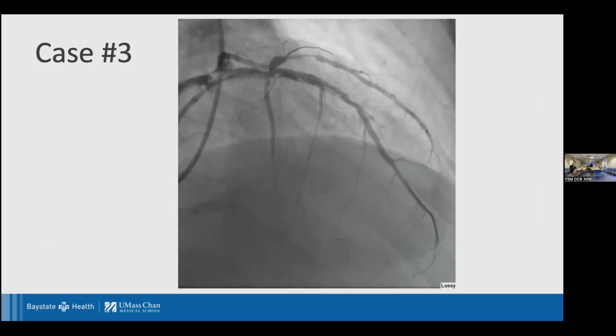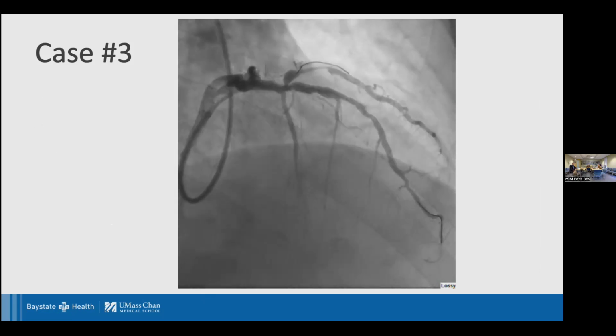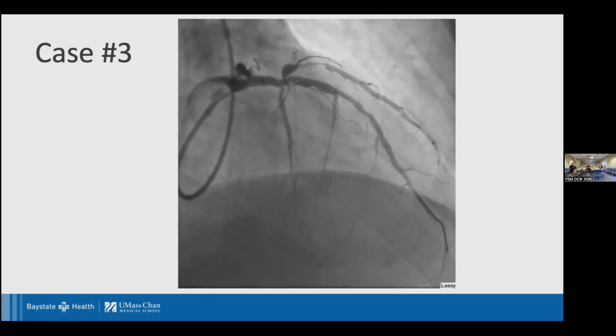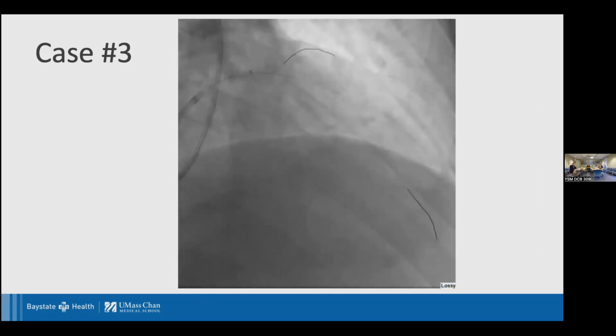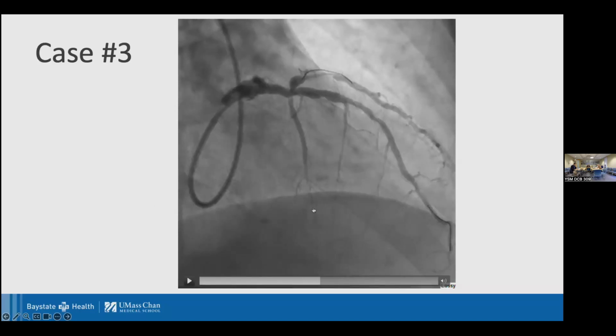And you can see that he's got pretty significant disease there of the LAD at the bifurcation of the first diagonal branch, and then disease of that diagonal branch itself. You didn't cross the valve in this one? No, we did not cross the valve.